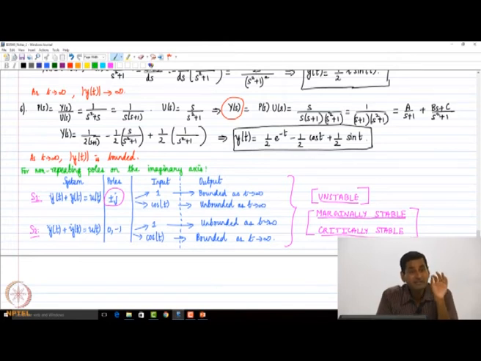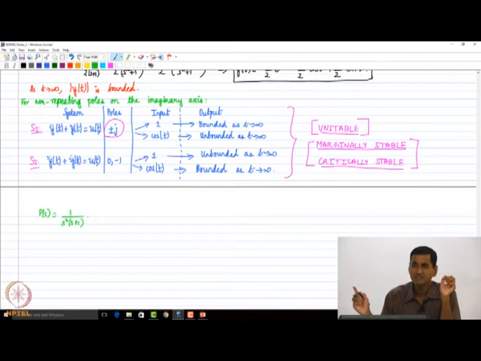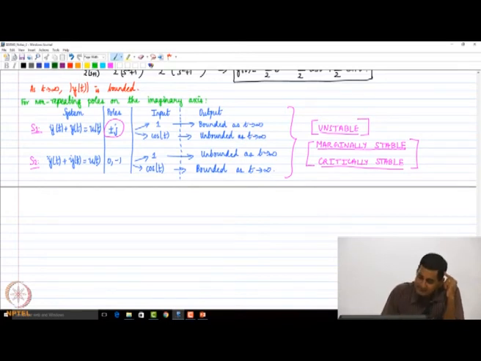If you have a repeating pole on the imaginary axis, so what do I mean? Let's say, for example, suppose the system transfer function P of s were like 1 divided by s squared times s plus 1. Can you see this green color? No. Okay, let me choose a different one. Let me choose this dark green. Can you see this? Is it okay?